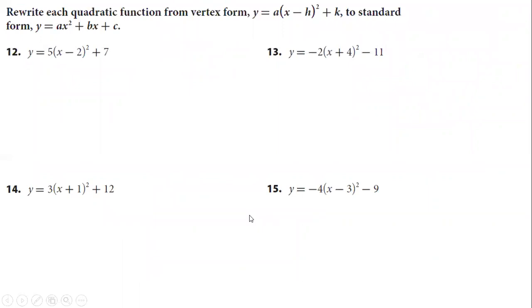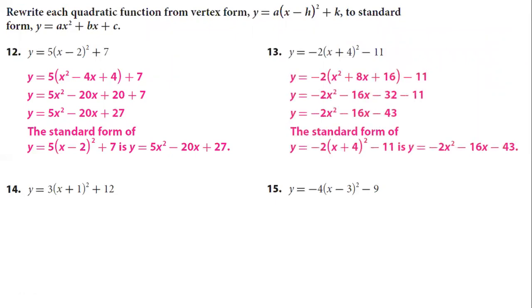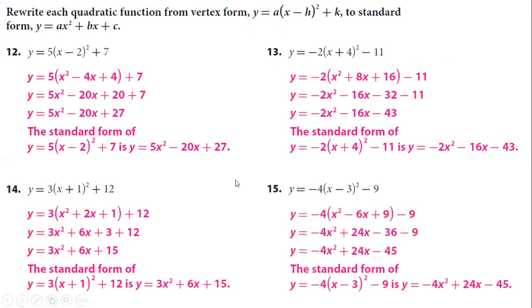Okay, rewrite each quadratic function from vertex form to standard form. We will expand this, we will expand the binomial square. Number 13. 14. 15.